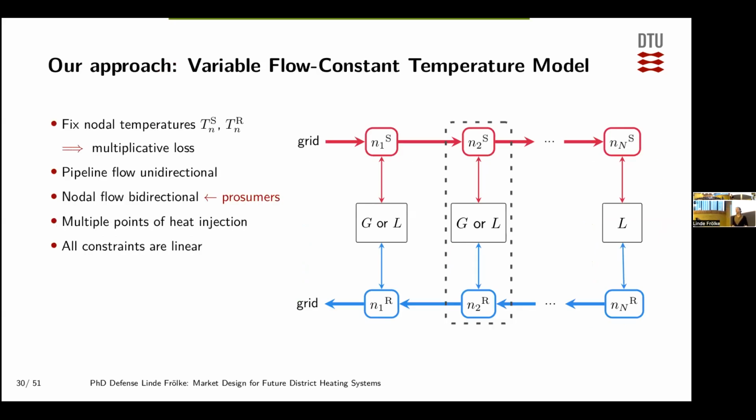So in this approach, we have the variable flow and constant temperature model, where we fix all the nodal temperatures, so both at the supply side and at the return side, and the temperatures are fixed over time. And we show also in this work that this leads to a multiplicative loss formulation. So that means that if we take a pair of nodes, then the share of energy that's lost on the way to the next node is a fixed share. We still assume this unidirectional pipeline flow, but we allow for bidirectional nodal flow, which allows us to have prosumers. And it's possible to have multiple points of heat injection. And the final formulation has all linear constraints.